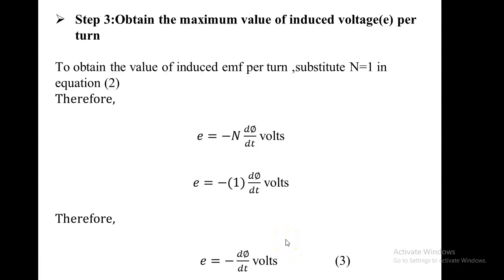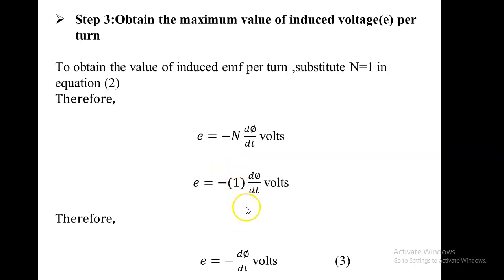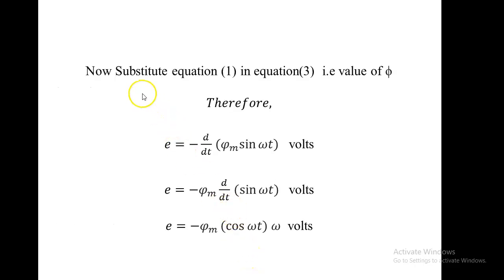Now in step 4, in equation number 3 we have to put equation number 1, that is the phi value. Phi is phi m sine omega t. So substitute equation 1 in equation 3, that is the value of phi. What we will get now, E = minus d by dt of phi m sine omega t volts. Now phi m is a constant, so we will take it outside the derivative. So E = minus phi m d by dt of sine omega t.